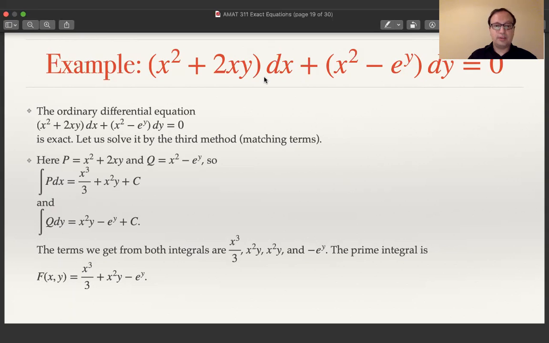And the solution is f of x and y is equal to a constant. This is the implicit solution. And then if you can solve for y, then you get y is equal to some function. That's the explicit solution. We'll do more examples next time. But until then, let's have a little look at the theory behind exact equations.